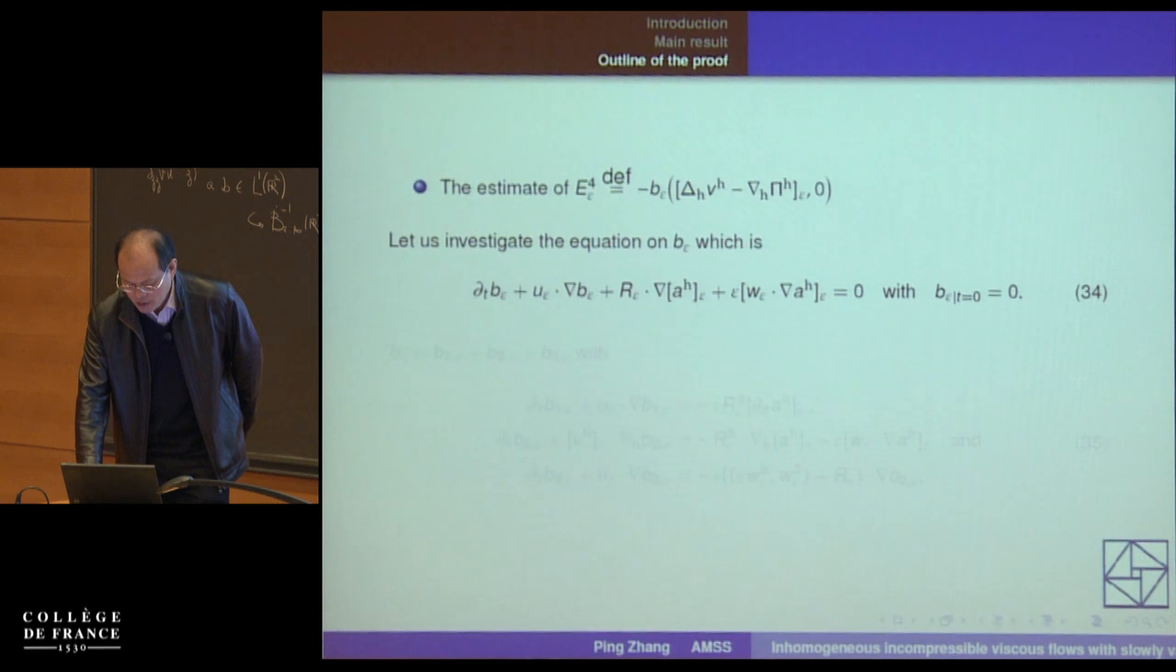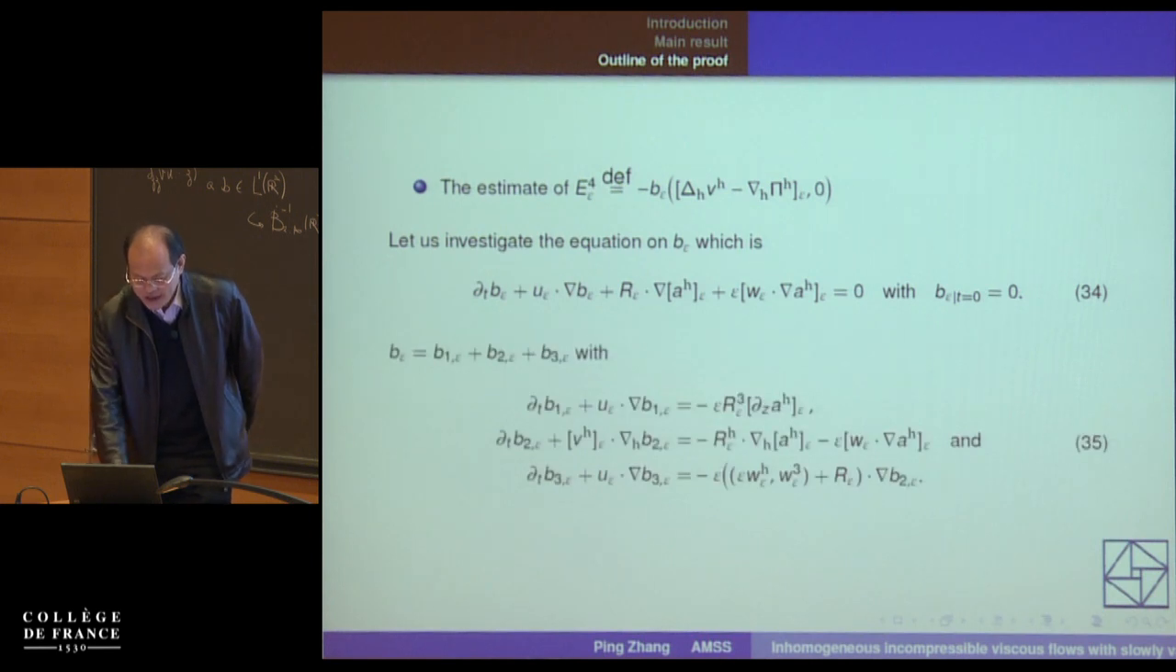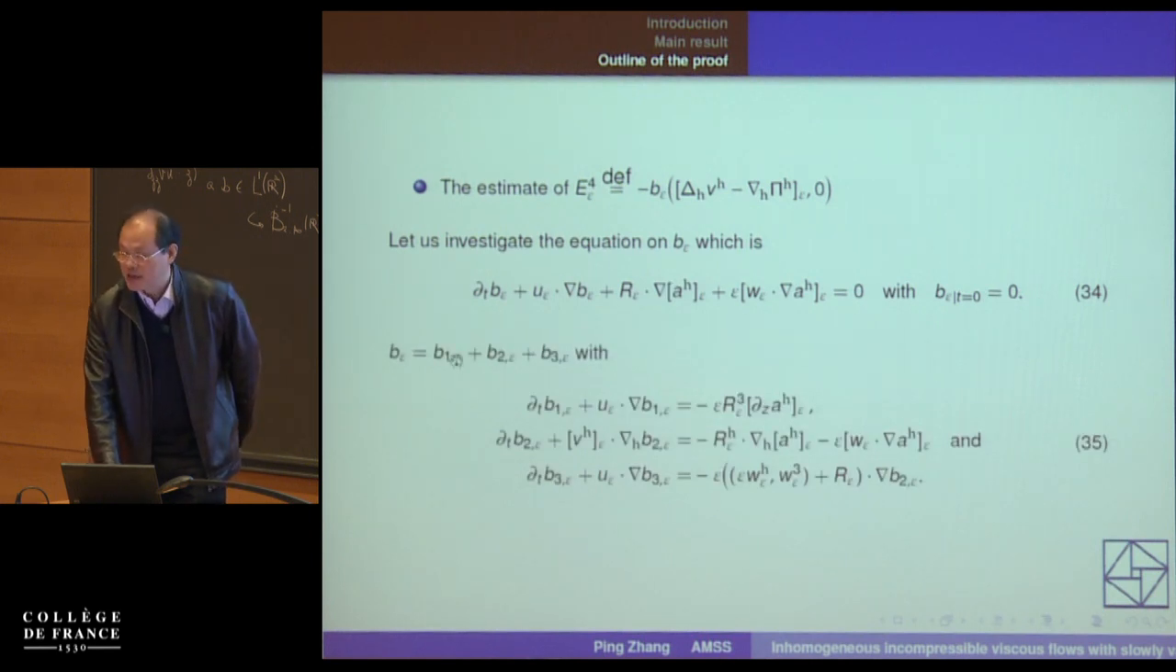So for this transport equation, a hyperbolic system, we split this B epsilon into three parts: B1 epsilon, B2 epsilon, and B3 epsilon. B1 epsilon satisfies a transport equation with the source term with the power of epsilon.